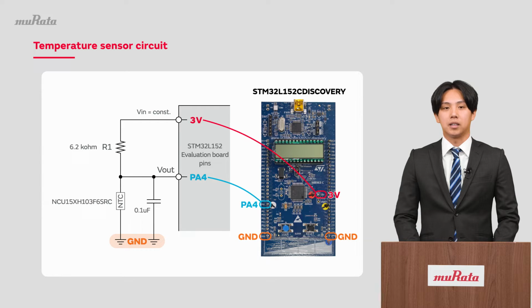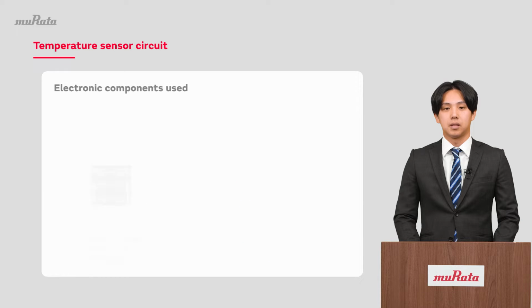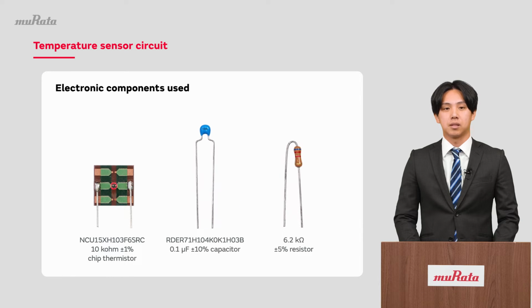For the ADC, we will use pin PA4 on a commercially available evaluation board populated with a STM32L152 microcontroller manufactured by STMicro. For the power supply, we will use the 3V and GND pins on the evaluation board. The components we will use are these three items.